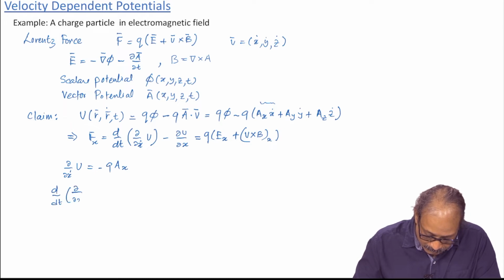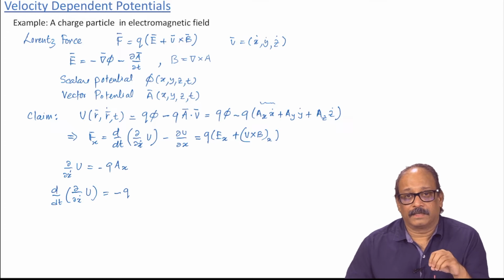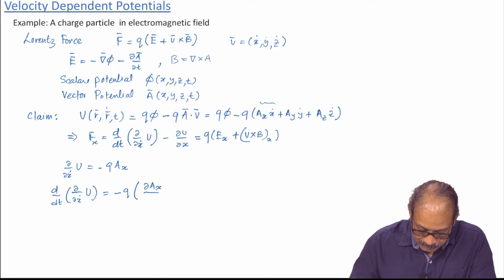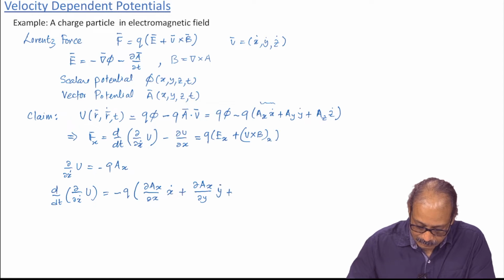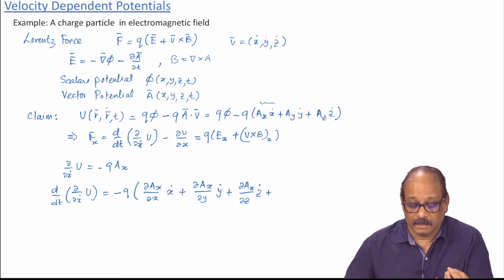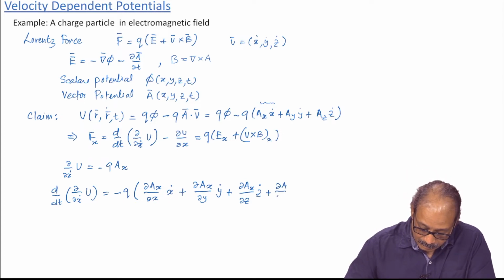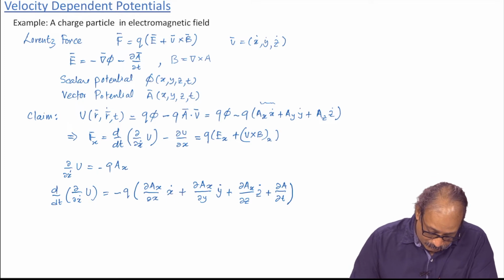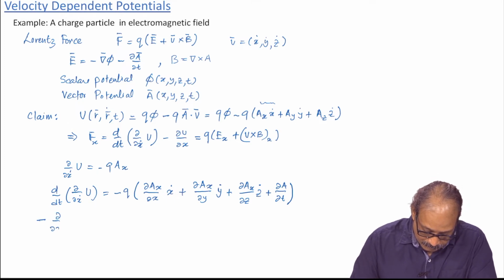of del over del x dot of U, this is nothing but minus q times, and remember it is a total time derivative, which means I should take A x with respect to x into x dot plus with respect to y into y dot plus the partial derivative of A x with respect to z into z dot, and plus it may depend on time too explicitly, which means there will be a term del A x over del t. Okay.